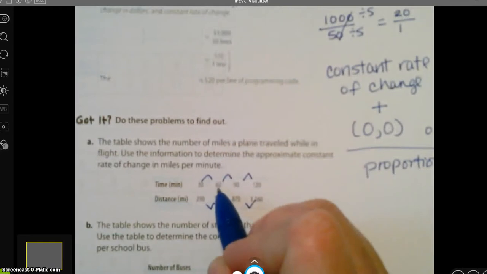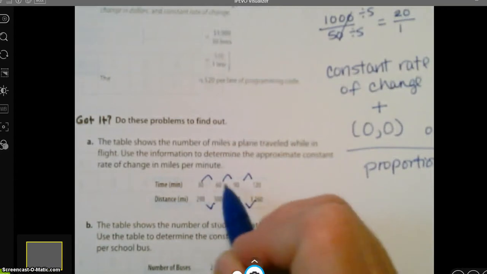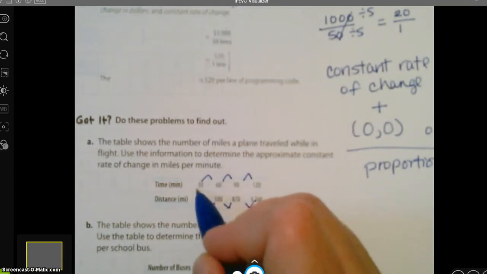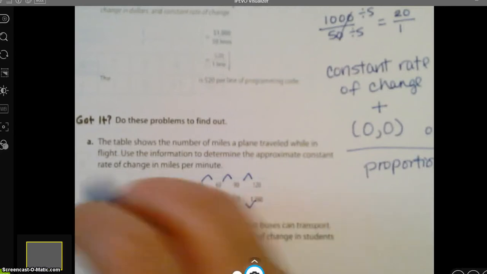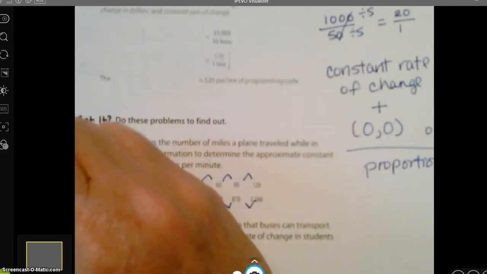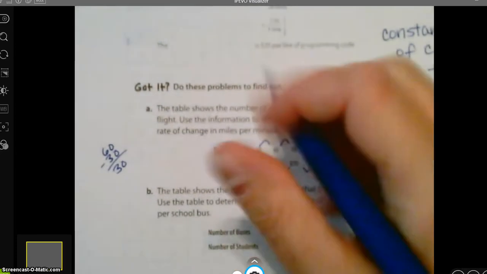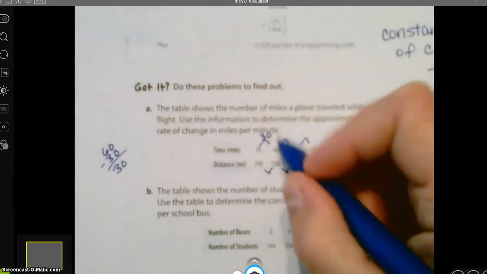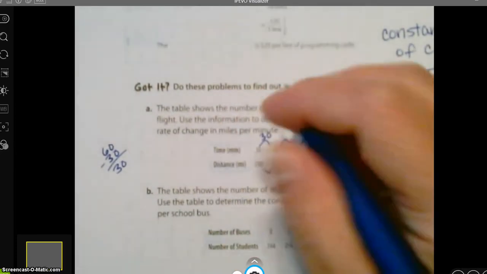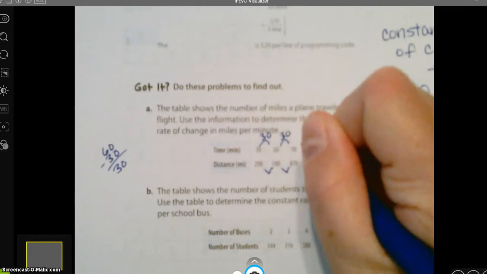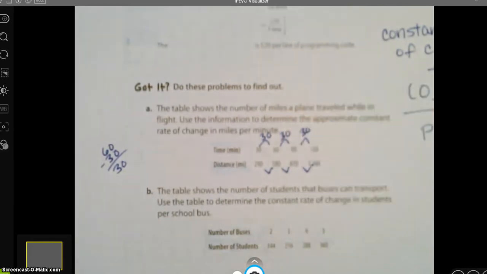Now hopefully you can tell this one without showing the work, but if you have to show the work, that's fine. 30 plus what is 60? So if I don't know, I would just show it to the side. Okay, is 30. 90 minus 60, well that's also 30. So each time 120 minus 90 is 30. Each time the time is going up by 30 minutes, okay?